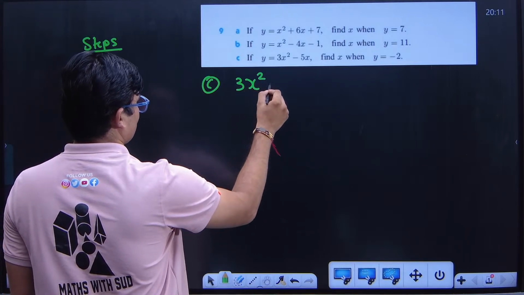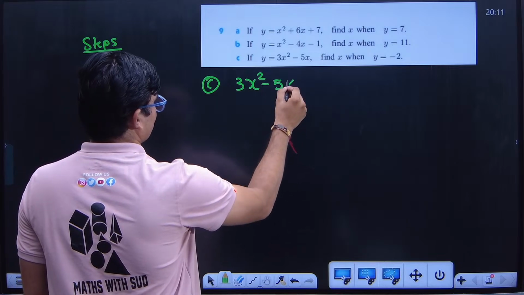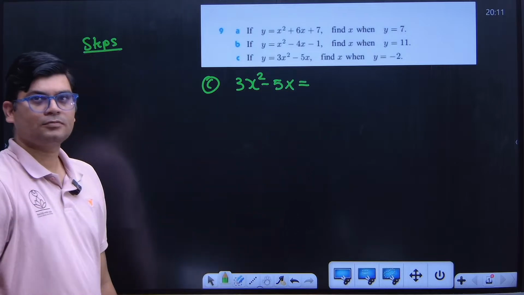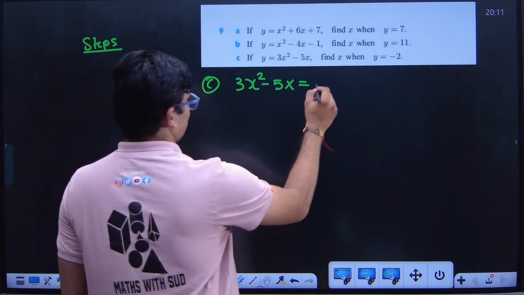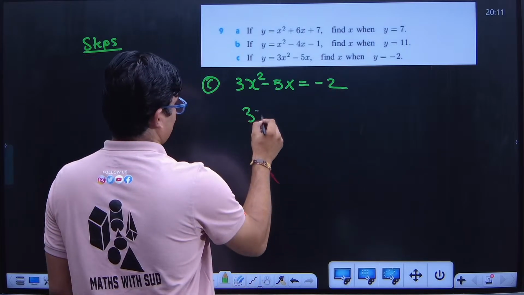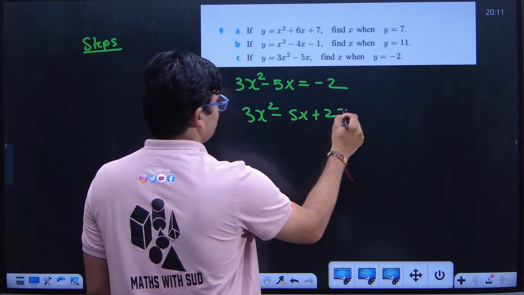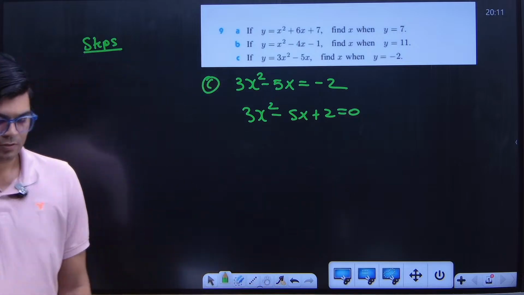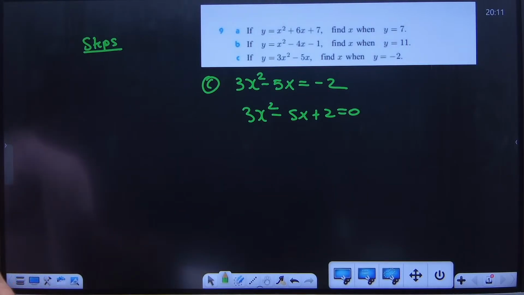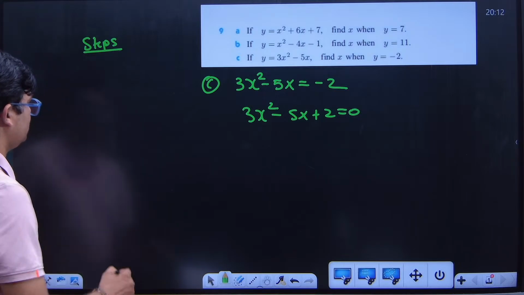Okay, first, y is equal to 3x squared minus 5x, so y is minus 2. So 3x squared minus 5x is equal to minus 2. So 3x square minus 5x plus 2 is equal to 0. Okay, now what is the next step? We have to multiply a and c. Wonderful. So you will get 6.